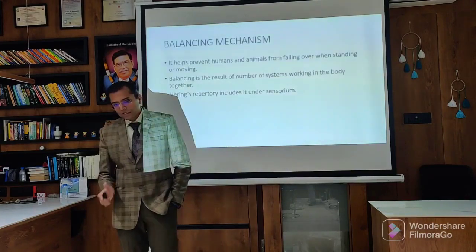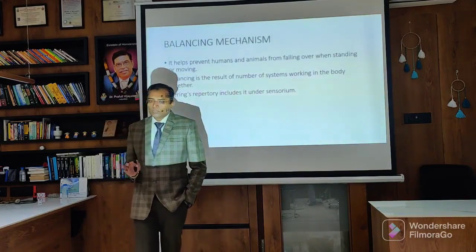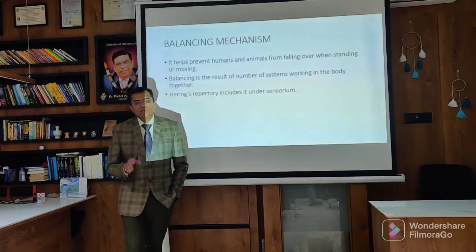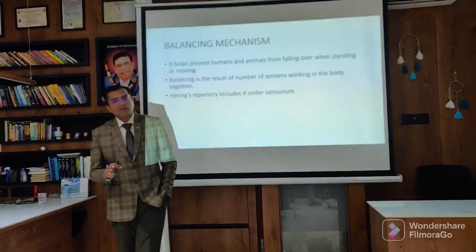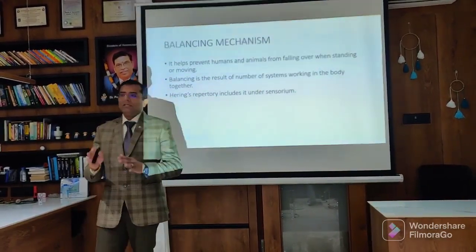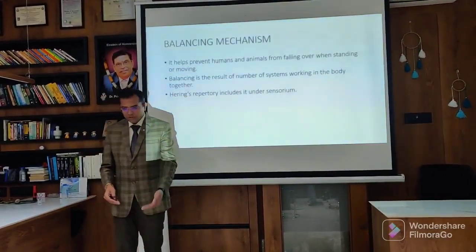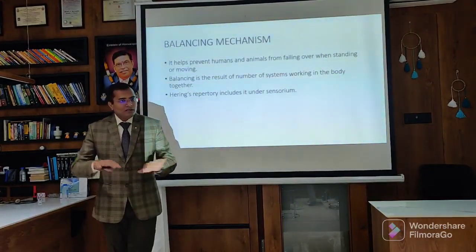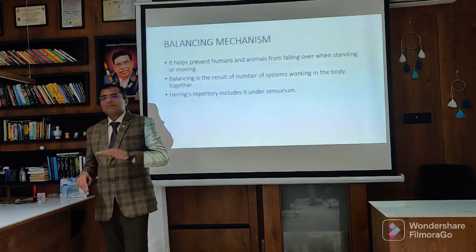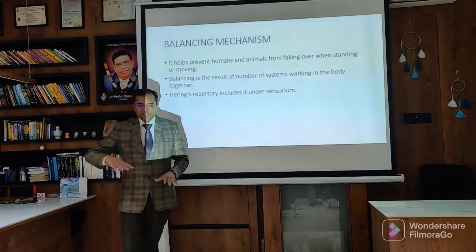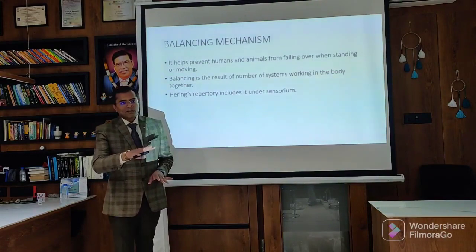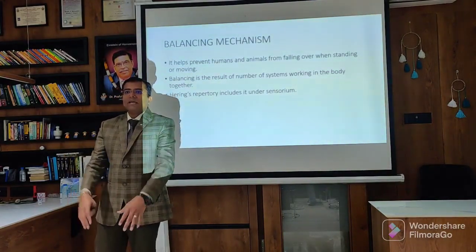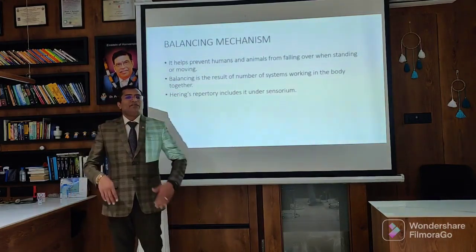Now, how does the balancing mechanism work? The balancing mechanism helps prevent humans and animals from falling over while standing or moving. Consider when we evolved from lower animals. Lower animals were in water, and from the water they came onto land. Initially there were no legs and they crawled. Then there were four legs, and then the spine became erect, and we are standing.